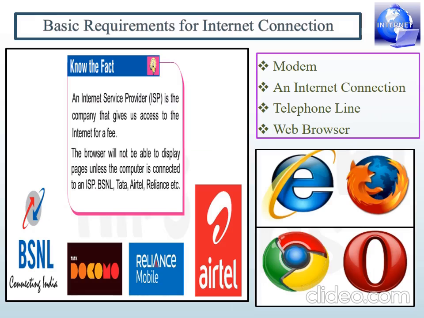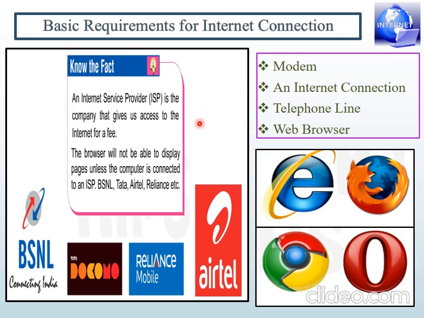Now, we learned what the internet is, but what do we need to connect to the internet? Let us know the requirements of internet connection. We require a modem, an internet connection, a telephone line, and a web browser.